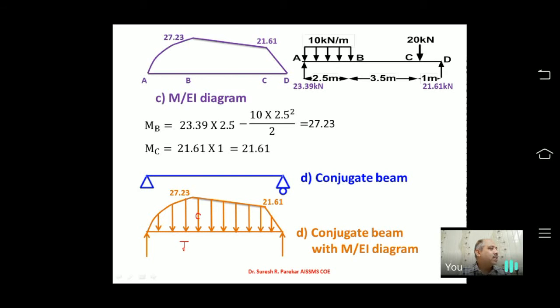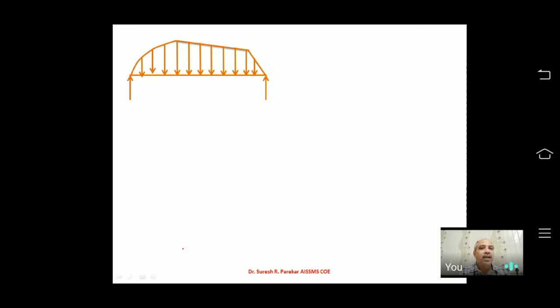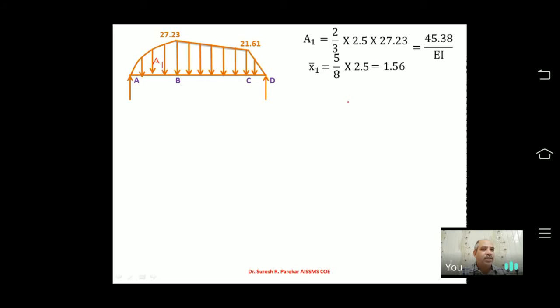Now we have reactions at this, and then I will find the reactions. Now we will go step by step. You just see this is the bending moment diagram. A1 means the first part, which is my parabola. So this is my A1 part. For A1 we have 2 by 3 of 2.5 into 27.23, since this is a parabola, which is 45.38 upon EI. Now if I find x1 bar, we get x1 bar as 1.56, and this we get from A.